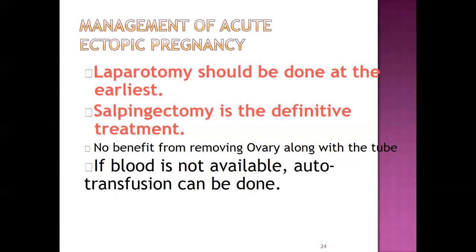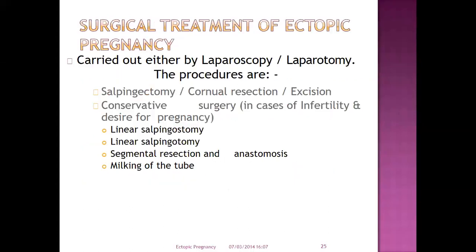Laparotomy should be done at the earliest because the patient comes in shock. So if we delay, the shock worsens. So we will plan early laparotomy. And what we will do in the laparotomy, we will go for the salpingectomy. Salpinx is the fallopian tube, and ectomy means removal. So we will remove the fallopian tube, because when it ruptures, it distorts the fallopian tube anatomy. There is no benefit from removing the ovary along with the tube.